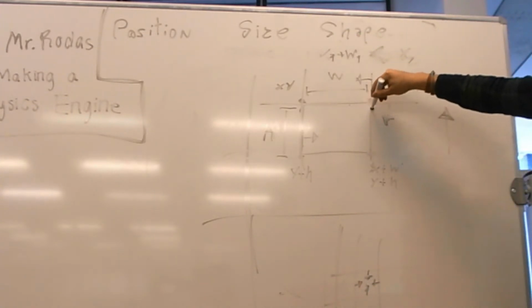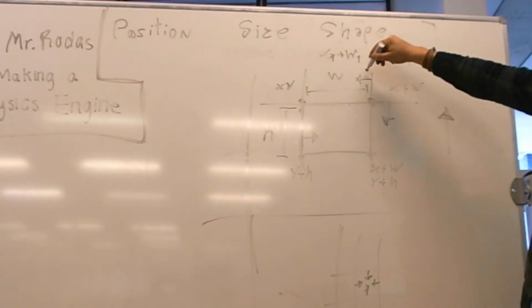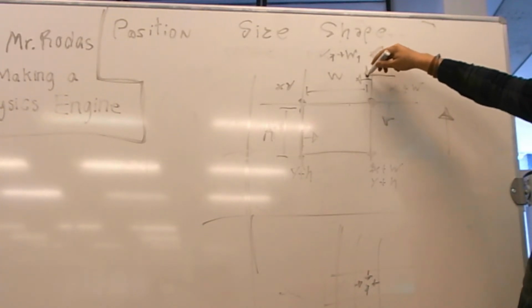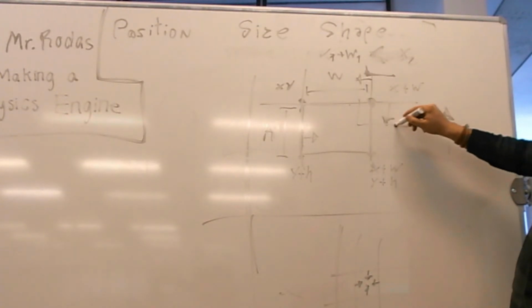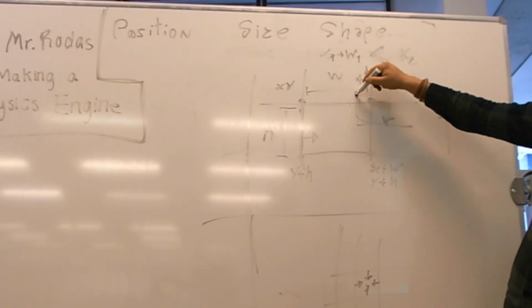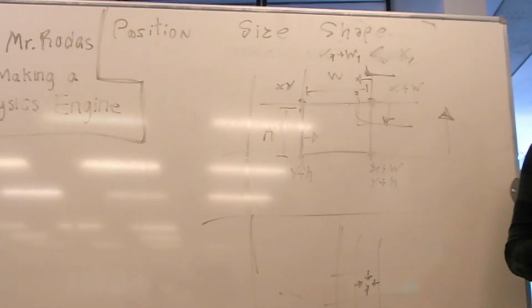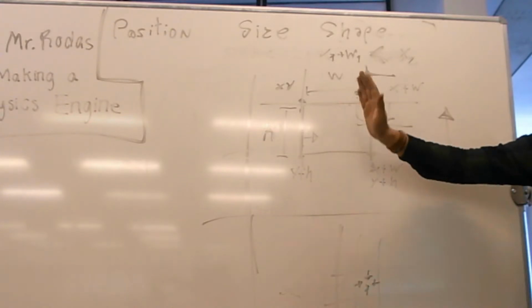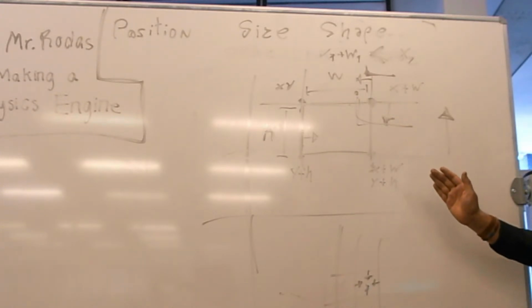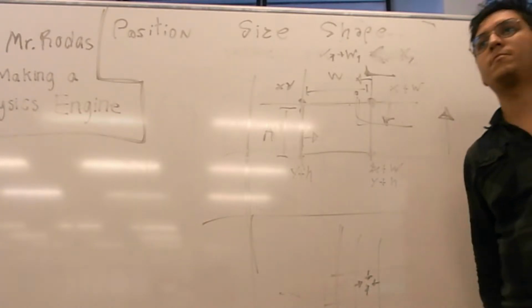So basically, you're talking about this side over here. So x plus w, right? If the second square is here, its x position is lesser than this x position plus the w you're touching. Make sense? So now you need to do that for all the sides of the square. And when you do that, that's how you get your box collision.